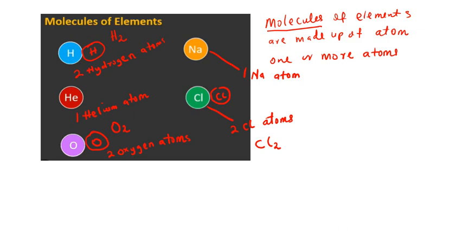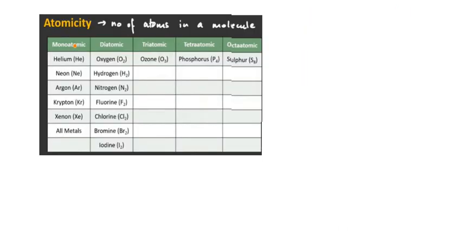All right, so let's look at atomicity. What is atomicity? Atomicity is the number of atoms present in one molecule of an element. That is what atomicity means.